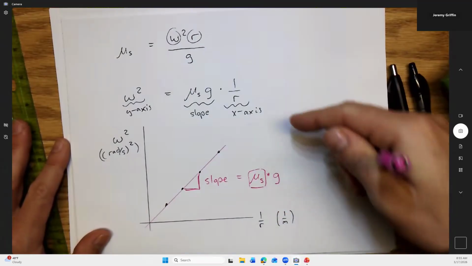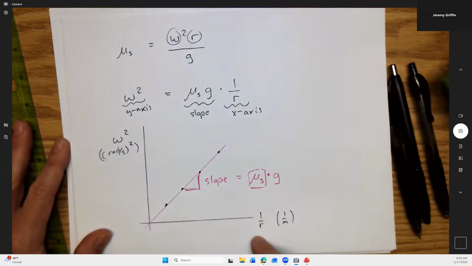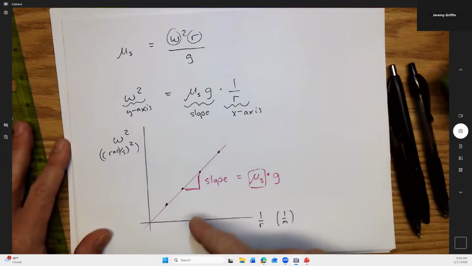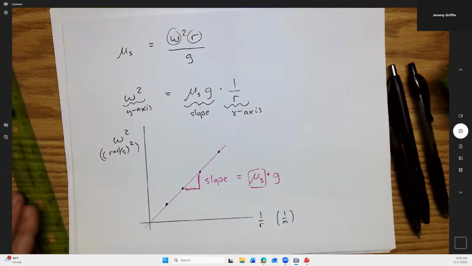Alternately, you could take that gravity field and embed it in the x-axis. So you could go g over r here, and then the slope would be exactly the coefficient of friction. Or you could divide it over here. So there's a few different ways you could do that. You can linearize that data.